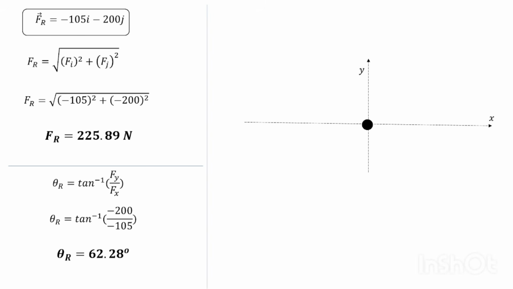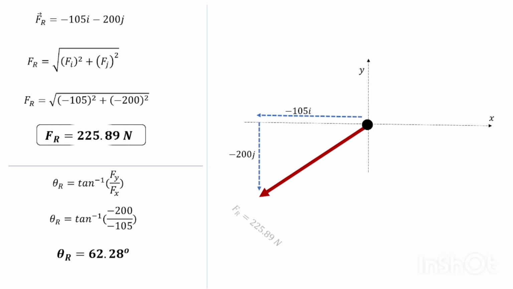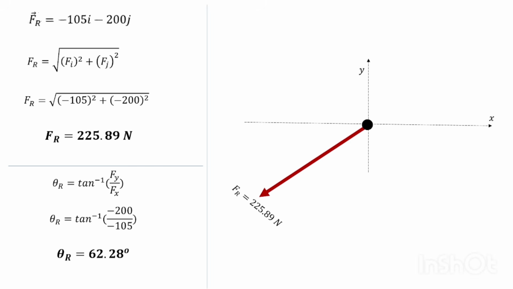So we have our force minus 105I, which means it's pointing in the negative x direction, then minus 200J downwards. So basically our force is going to come to where it's meeting these two values. And as a result of that, we have our resultant to be 225.89 newtons. And that is the value that results from the minus 105I minus 200J. Let's not forget that we also have our angle, which we've estimated to be 62.28 degrees, that it is making with the horizontal x-axis. So that's that about the resultant.